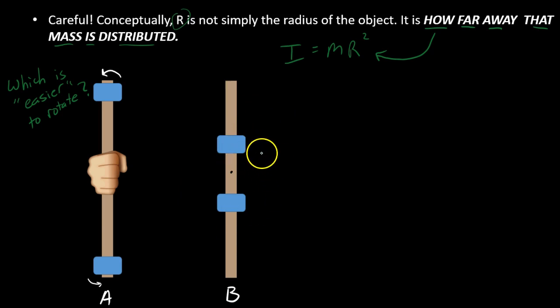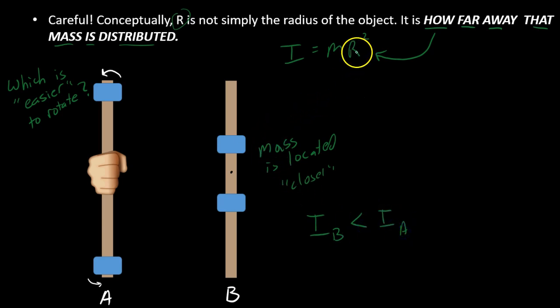This object has mass that's located closer, which means a lot of this mass, these blocks, have a smaller r. So yeah, it's mr squared, but this is referring to the distribution of mass. This object here, IB, has a smaller rotational inertia than IA because its mass is located a smaller distance away from the center. Of course, we were, in this example, rotating it about the center hinge.